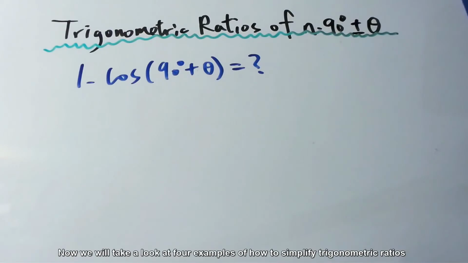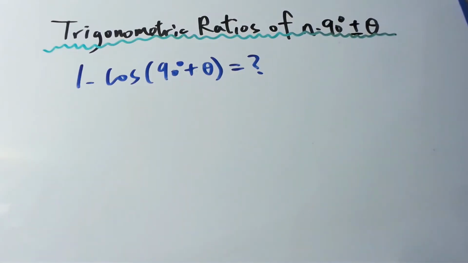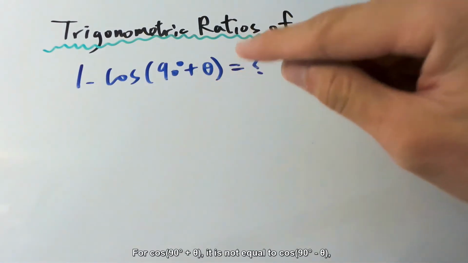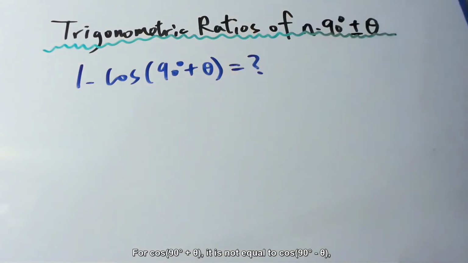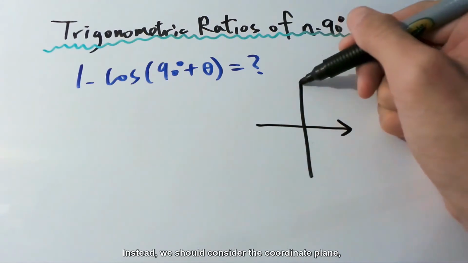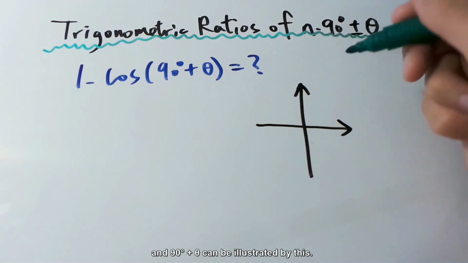Now we will take a look at 4 examples of how to simplify trigonometric ratios by considering the reference angle and the cast rule. For cosine 90 degrees plus theta, it is not equal to cosine 90 degrees minus theta, so you cannot simplify this into sine theta directly. Instead, we should consider the coordinate plane, and 90 degrees plus theta can be illustrated by this.